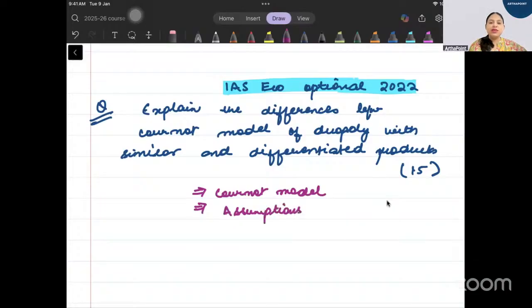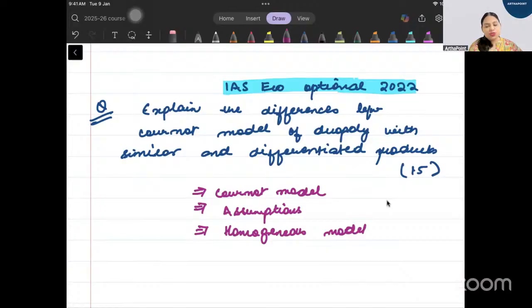Okay, what will the assumptions be? That firms decide quantity simultaneously. Market price depends on the total market quantity. Each firm maximizes its profit, holding the quantity of the other firm constant. So these are some assumptions. Then you begin explaining the two models. You begin by talking about the homogeneous product model.